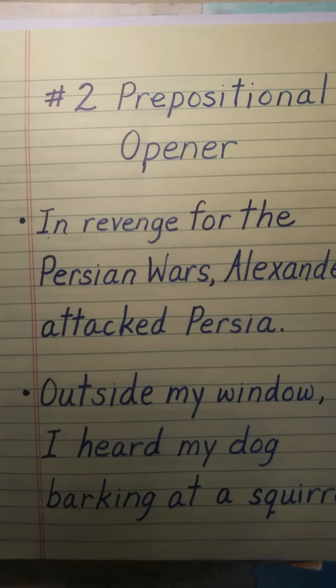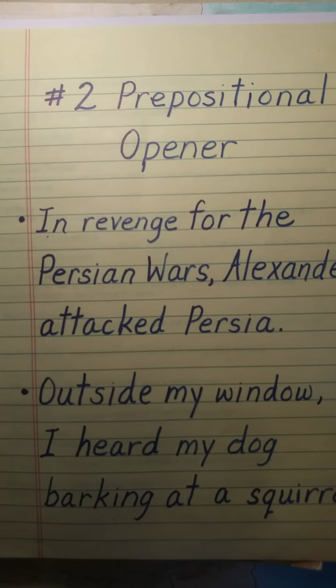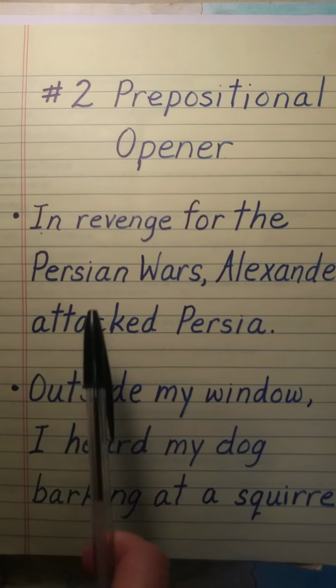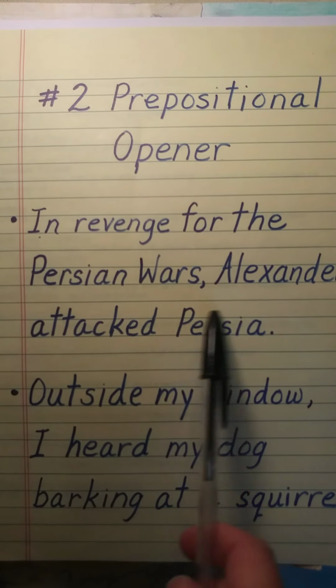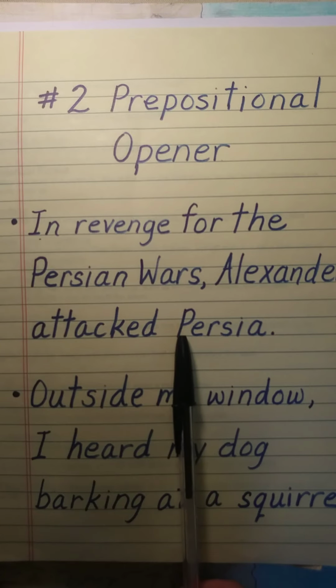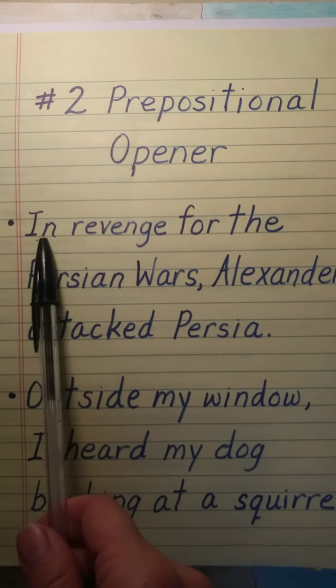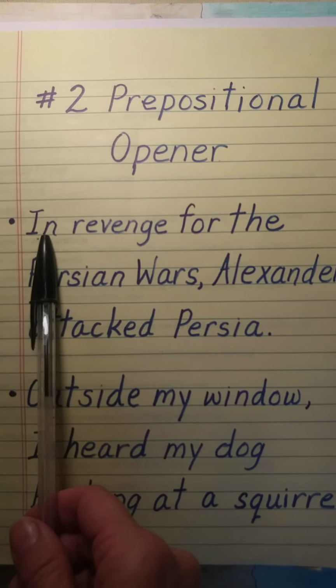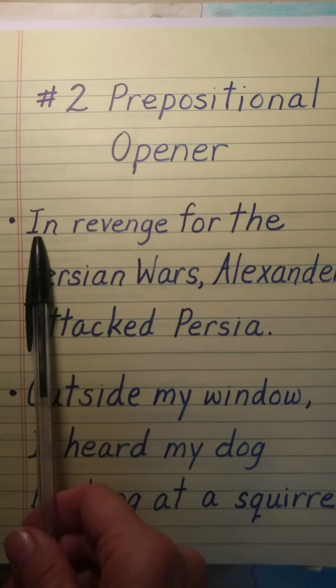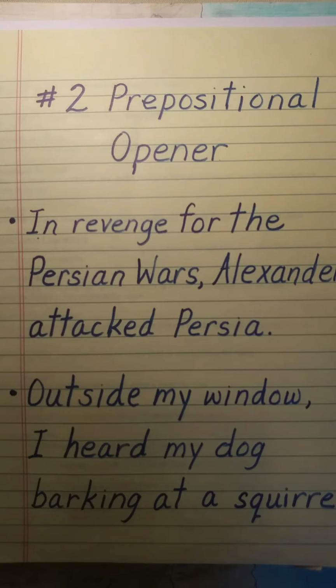And the number 2 opener is called the prepositional opener. And examples: in revenge for the Persian Wars, Alexander attacked Persia. In revenge for the Persian Wars is your prepositional phrase. In is the actual preposition. And I'm including a link to a list of prepositions for you to have on hand, or you can look them up on the internet if you want. Because you're going to need to include a prepositional opener in this paragraph. There are lots and lots of prepositions.